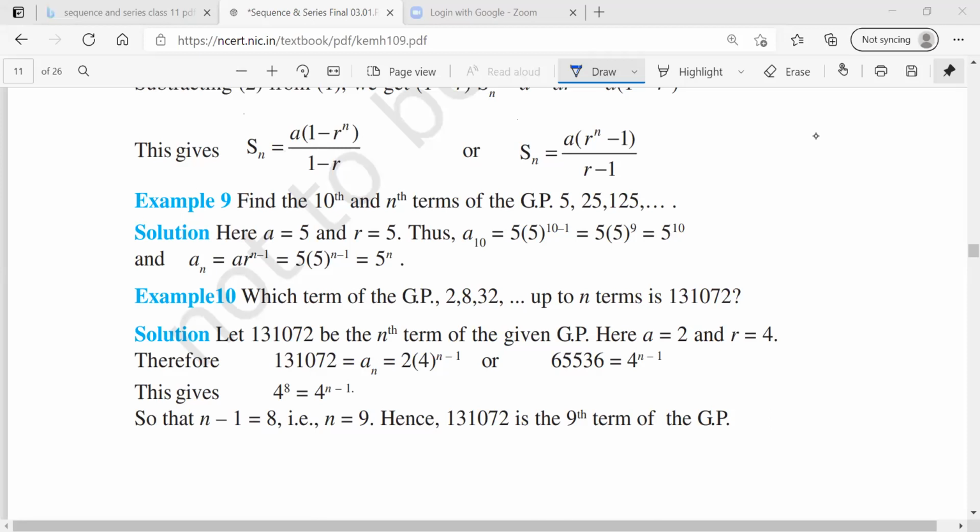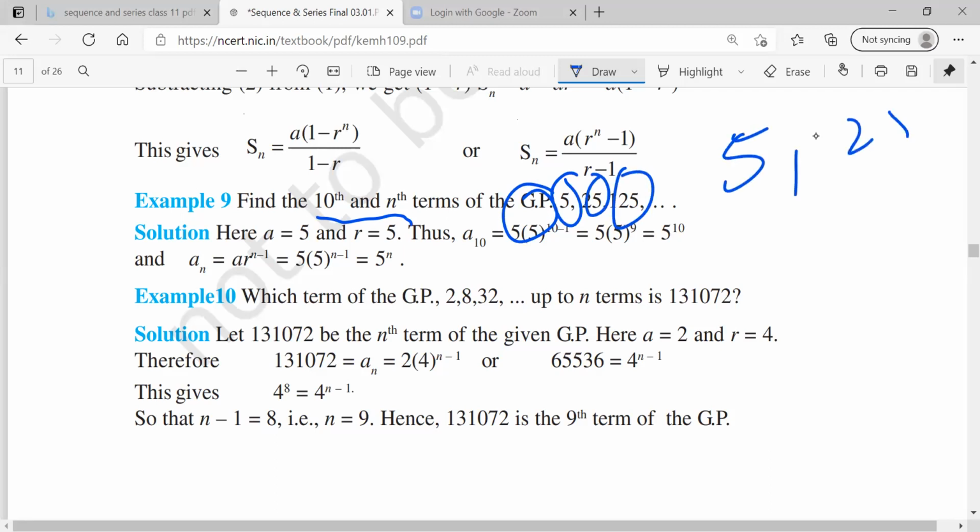Coming to the example: find the 10th and the nth term of the GP 5, 25, and 125. Seeing this itself, we know it is a GP because of second term by first term. 25 by 5 is 5, correct? 125 by 25 is again 5. So the common ratio is 5. We can clearly see with the naked eye that 5 is the common ratio.